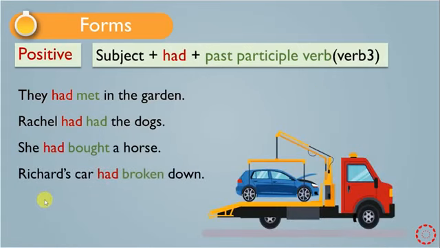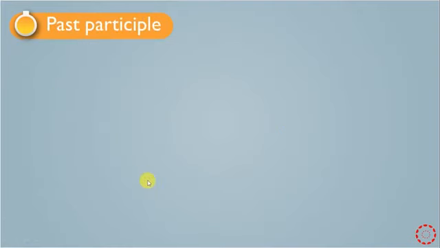Another example, Richard's car had broken down. After had we have broken. As we said, after had we have past participle of the verb. Now let me show you what we mean by past participle.